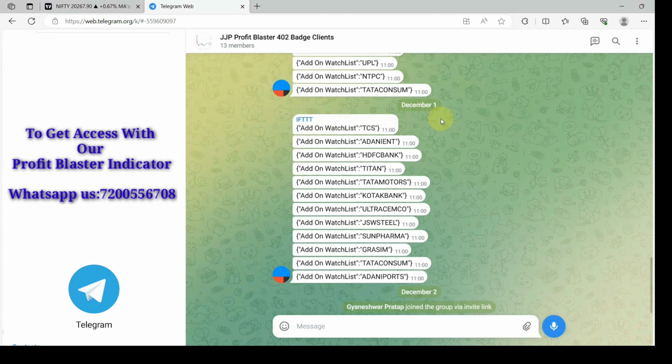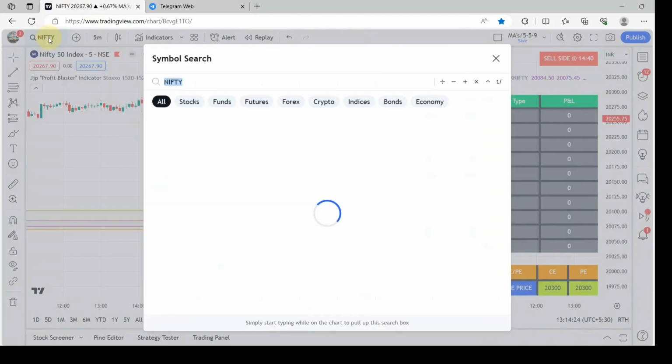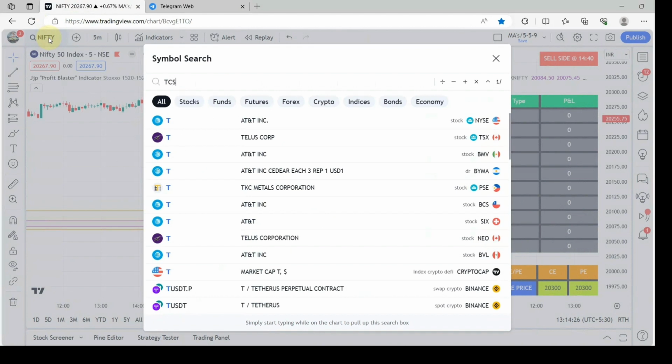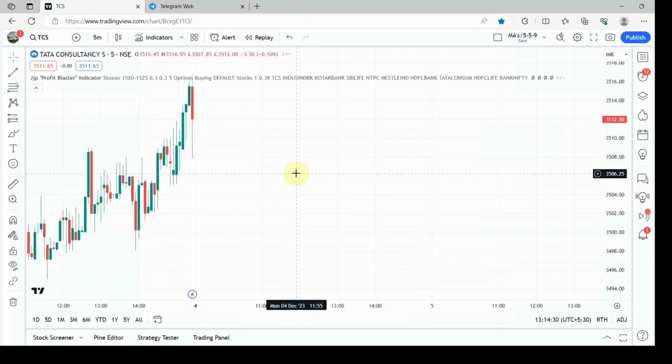So after seeing on the chart, now you will be getting an add-on watch list, TCS, at 11 o'clock on December 1. I am just going on to our indicator in TradingView. I am just opening the TCS stock. Once after getting the watch list, I am opening the TCS stock.